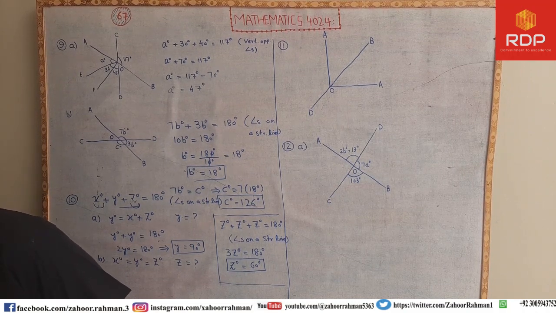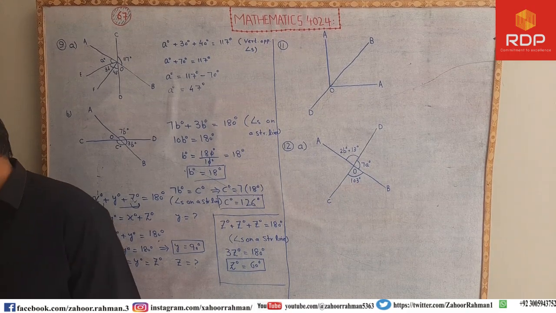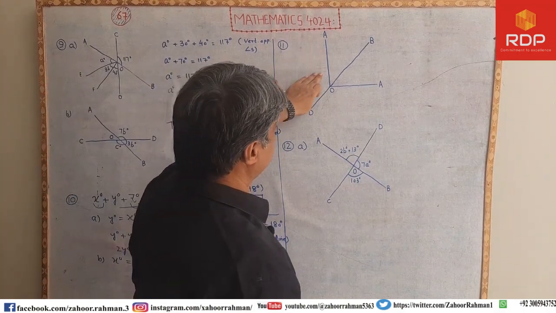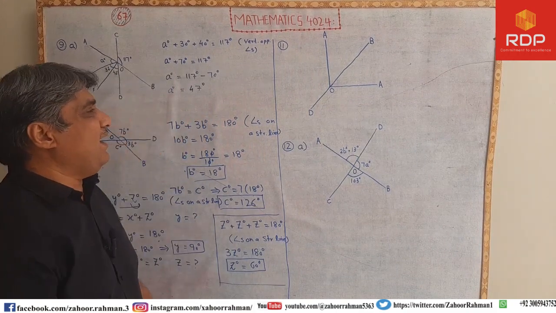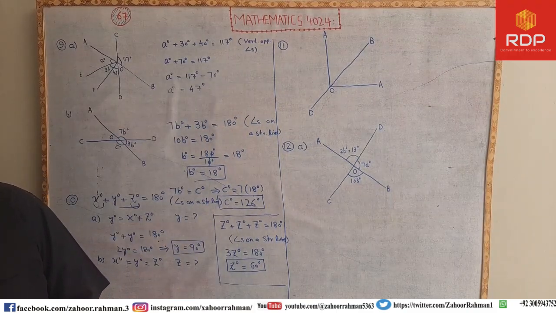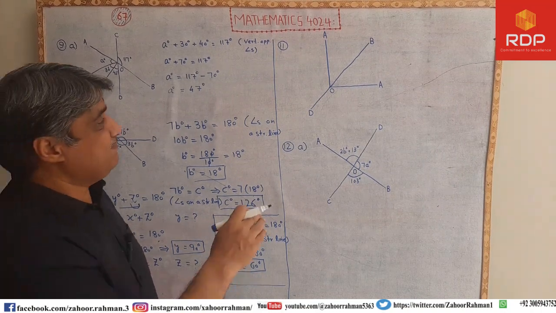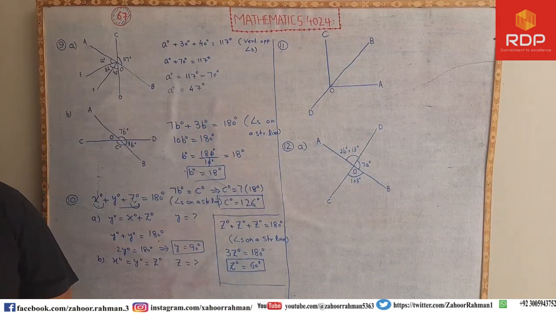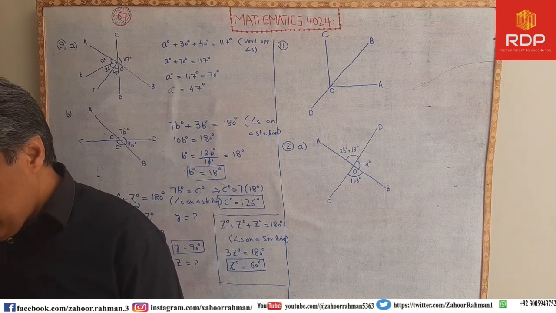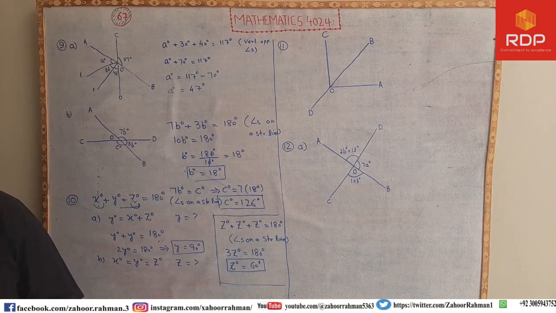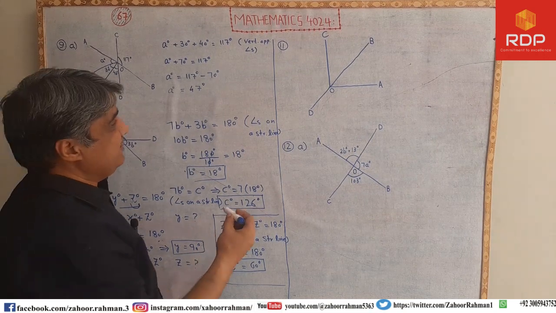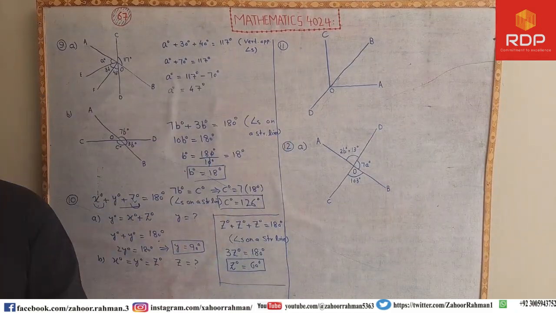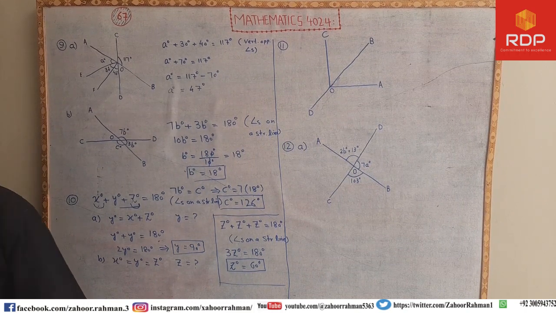Next is, ladies and gentlemen, question number 11. And in question number 11, they have given us this figure. This figure is saying A, B, C, D, and O. In the figure, D, O, B is a straight line. Yes, this D, O, B is a straight line. This is the first piece of information we have in solving this question.